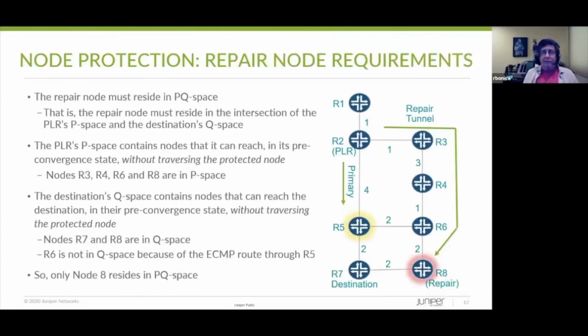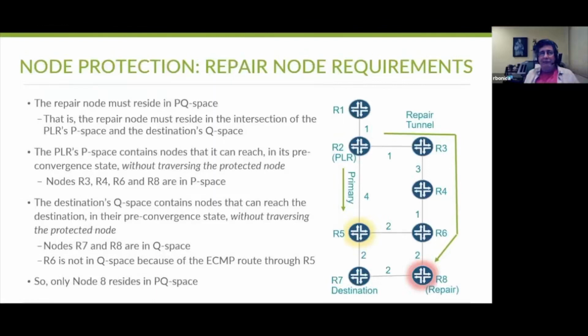Now, in node protection, what are the requirements to be a repair node? The repair node has to be in PQ space. That is, it still has to be in the intersection of the PLR's P space and the destination's Q space. Here's the difference. The PLR's P space contains nodes that it can reach in its preconvergent state without traversing the protected node.